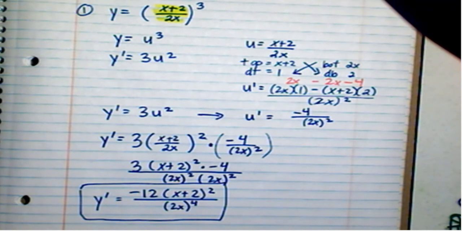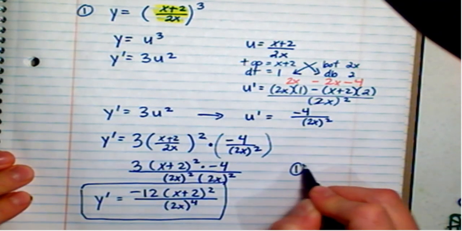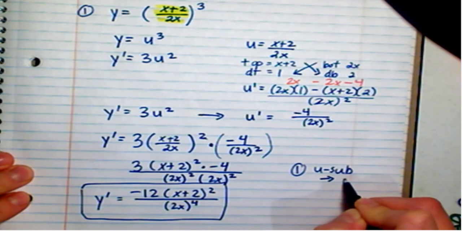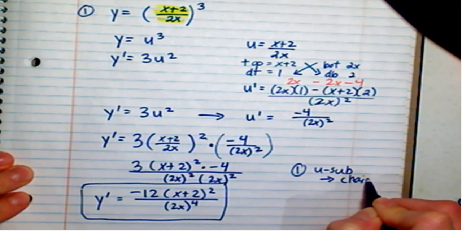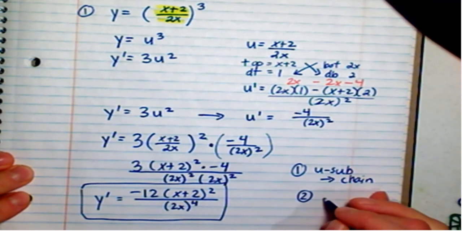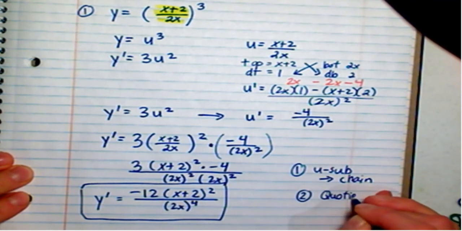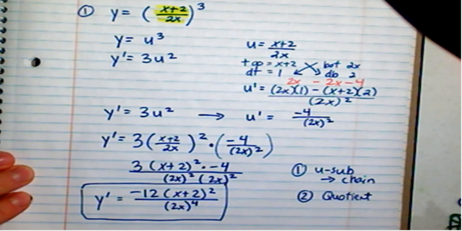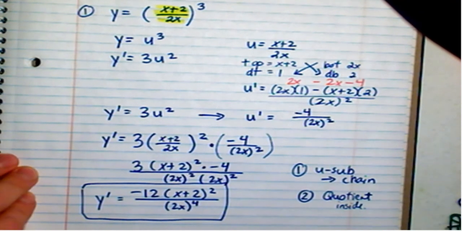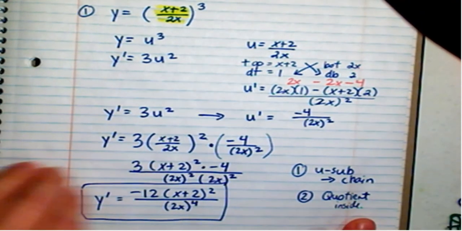This is your derivative. So we are going to focus on questions that are mixing the rules. So first, I saw the u sub, which led me to the chain rule. When I was setting up the chain rule, I ended up doing the quotient rule for the inside piece. All right, let's do another one.